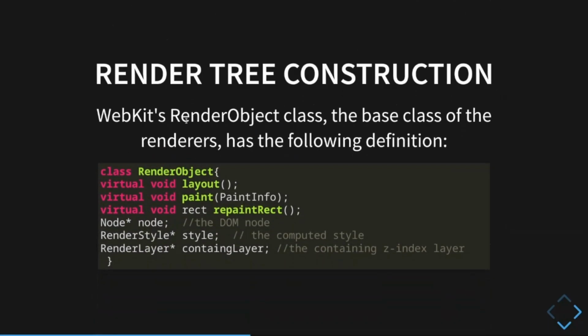Tree construction: WebKit's RenderObject class. This class of the renderers has the following definition: class RenderObject, virtual void layout, virtual void paint(PaintInfo), virtual IntRect paintRect, Node* node, RenderStyle* style, RenderLayer* containingLayer, the node, computed style, and the containing layer.